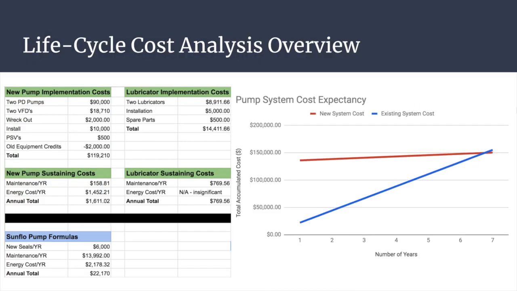Moving on to the lifecycle cost analysis, we can take a look at the difference between the new system cost and the existing system cost. On the left, you can see all of the values inputted for the system cost on the top in green for the new pump and lubricator, as well as on the bottom in blue for the existing Sunflow pump. For the chart on the right, you can see that the new system cost will be overall cheaper at about 6.5 to 7 years than the existing system.